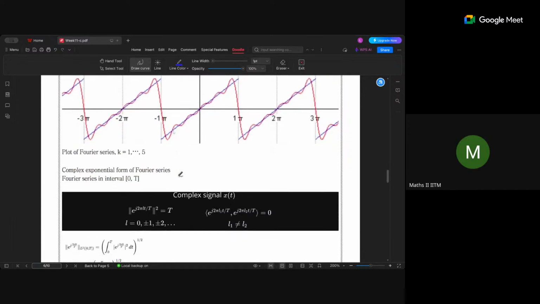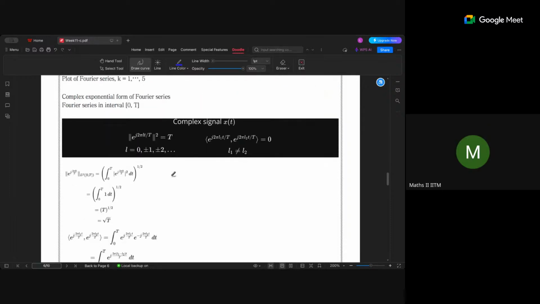So now you can look at the complex exponential form of Fourier series. So for complex exponential form, what is it that you are having? Now you are having a complex signal. Earlier, whatever we have seen, we had only a real signal. Now we are having a complex signal. Okay. So for complex signal, what is the function here?